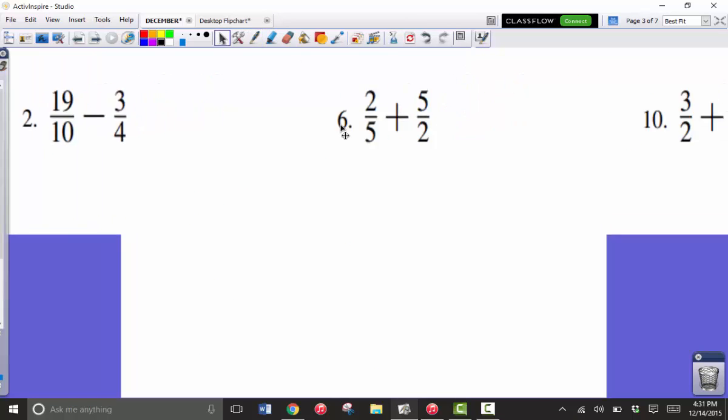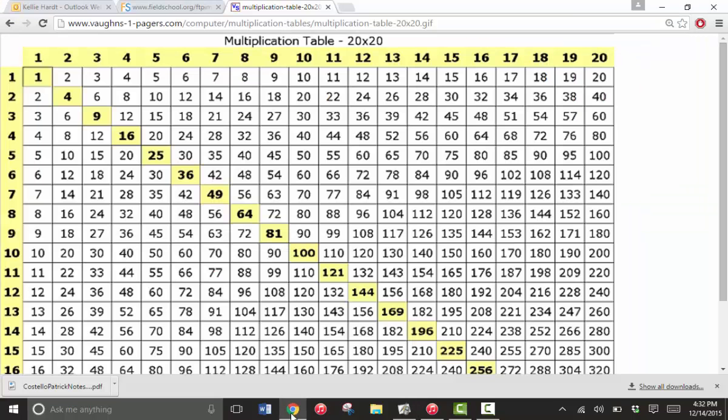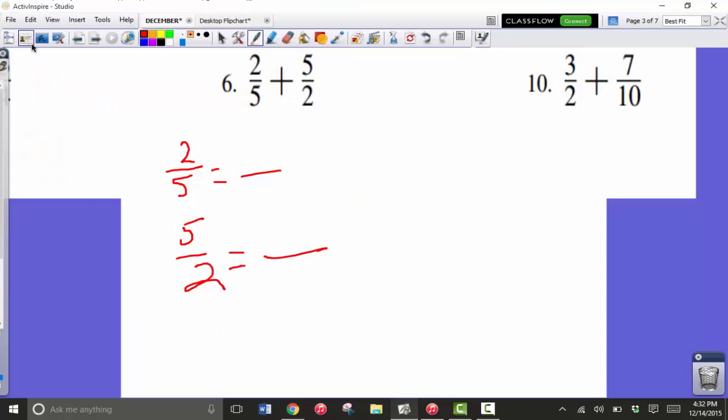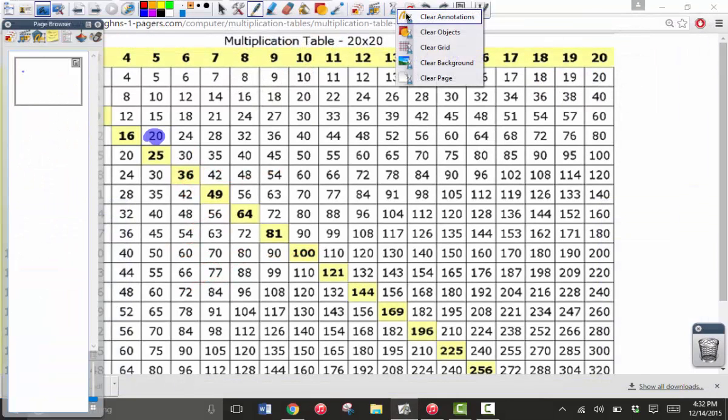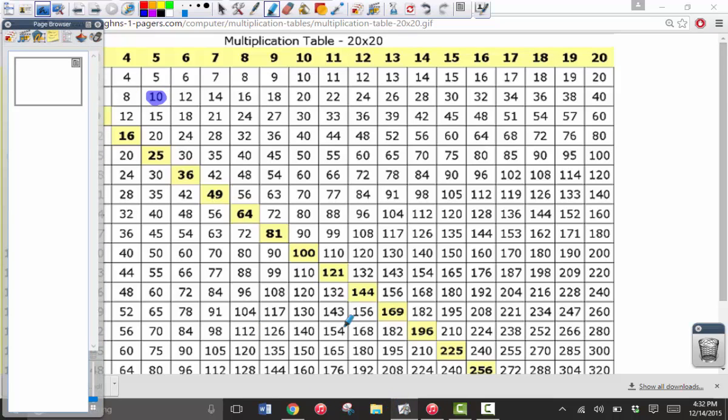Moving on to number 6. Again, first set up vertically. Common denominator would be, remember, if you're not sure, you can always use your multiplication chart. I'll show you again. So I'm going to be looking under the 2 and the 5. And as you can see, the smallest common denominator would be 10. So we're going to use that.